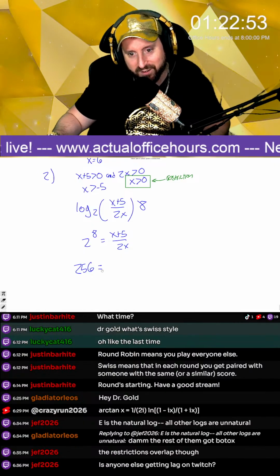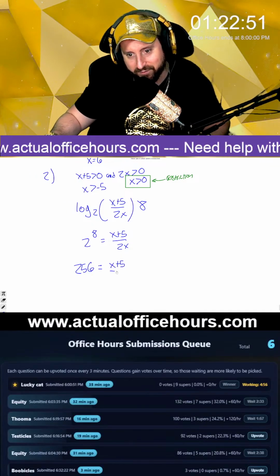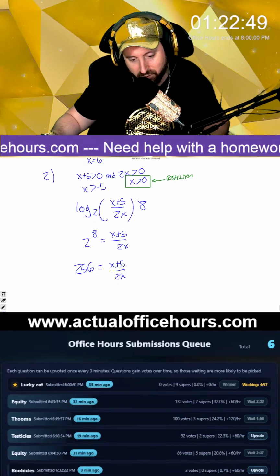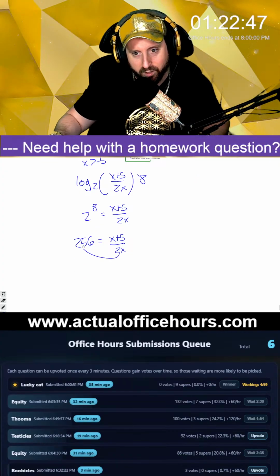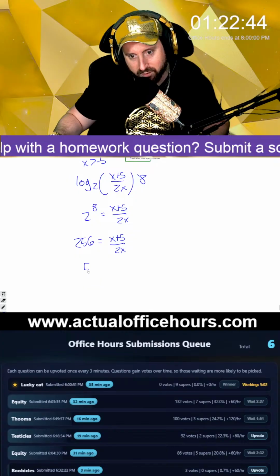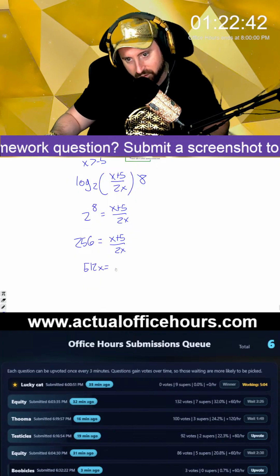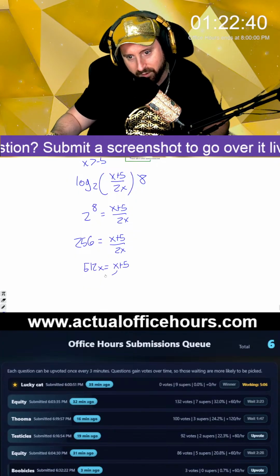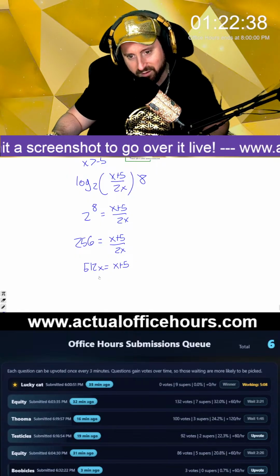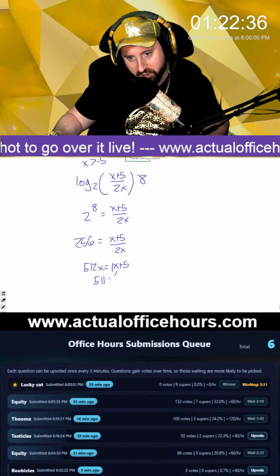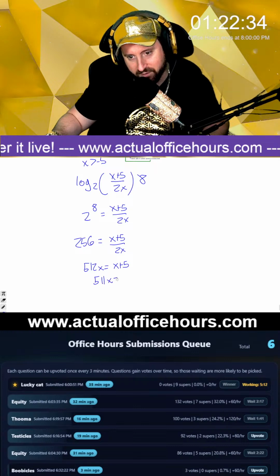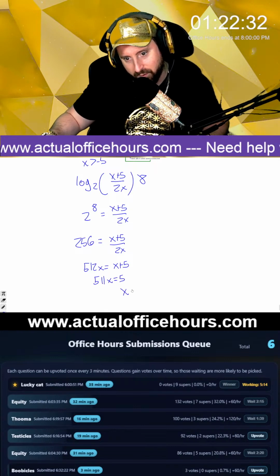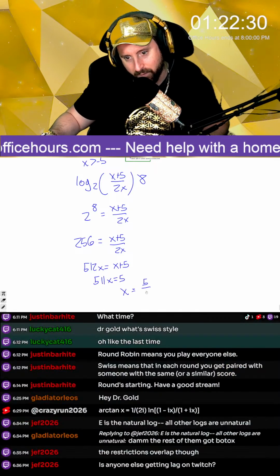Okay, so this is x plus 5 over 2x. This is kind of a mess to deal with, but it's okay. So we're going to multiply by 2x. That's going to get me 512x is equal to x plus 5. And then I'm going to minus x. So I'm going to get 5. I'm subtracting one of the x's. So I have 511x is equal to 5. So x is equal to 5 over 511.